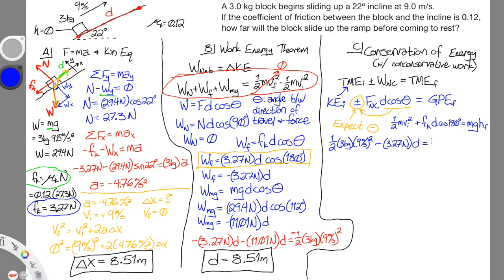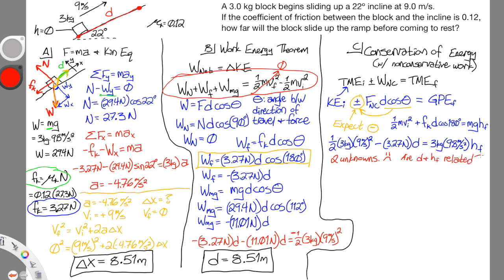Equals the mass, 3 kilograms, times g, 9.8 meters per second squared, times h f. And if you've watched the other video, you might notice we've run into a similar problem. We have two unknowns in this equation. So the only way we're going to be able to solve this equation for the unknown we want, d, is to ask ourselves, are d and h f related?